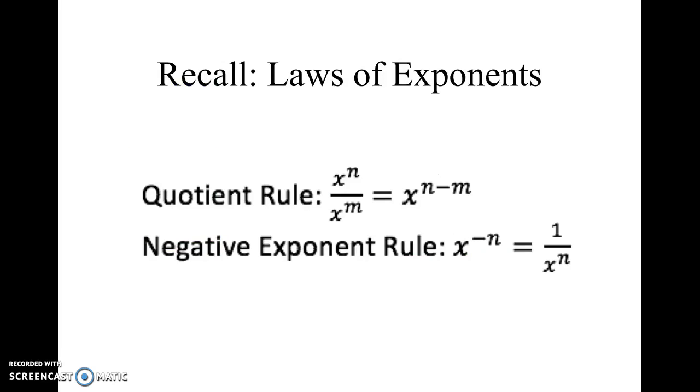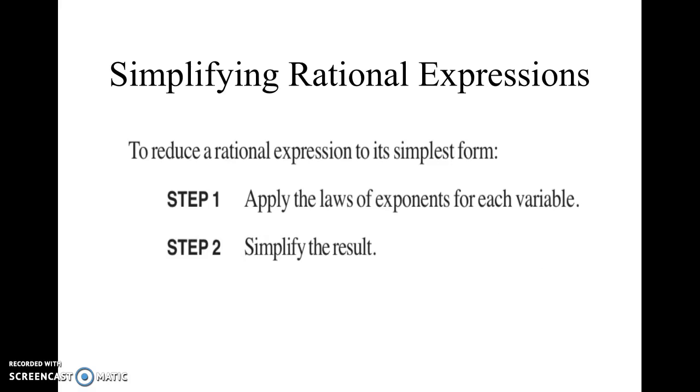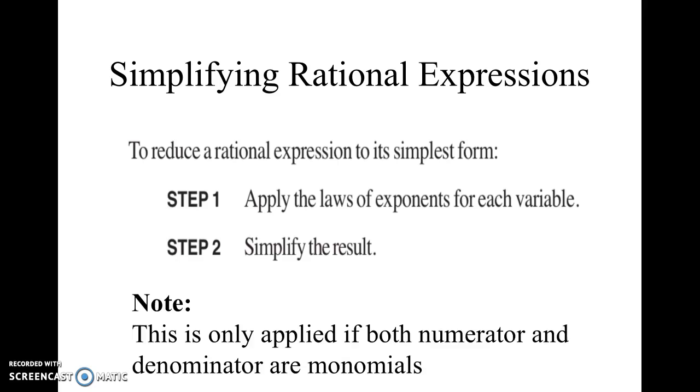In simplifying rational expressions, we have to recall some laws of exponents, which are the quotient rule, x raised to n over x raised to m is simply equal to x raised to n minus m, and the negative exponent rule, x raised to negative n is equal to 1 over x raised to n. To simplify rational expressions, we just apply the laws of exponents for each variable and simplify the result. But take note that this only applies if both the numerator and denominator are monomials.